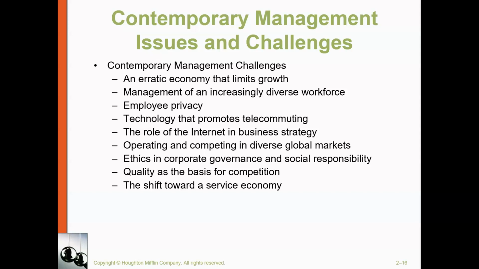So you can look at this list and read up on it in the book, but I just wanted to introduce you to some of these concepts.